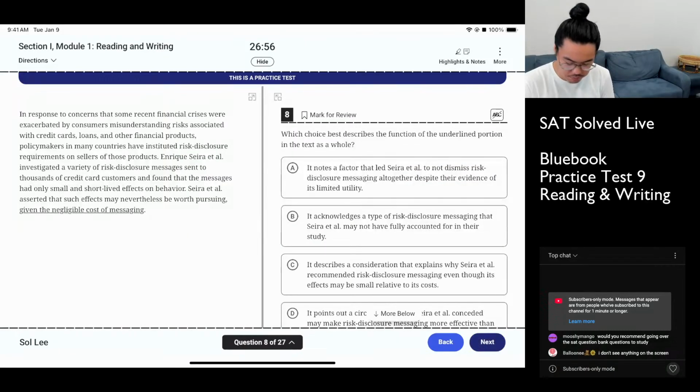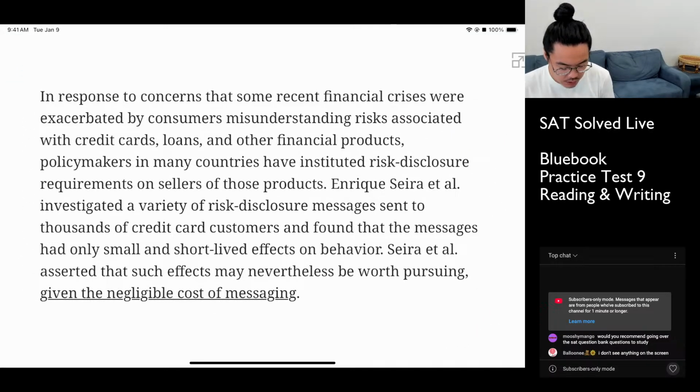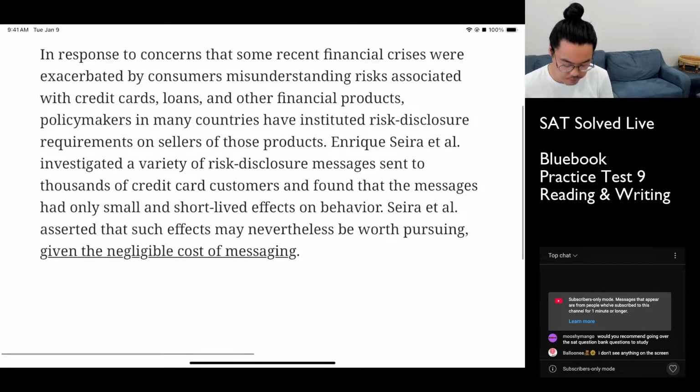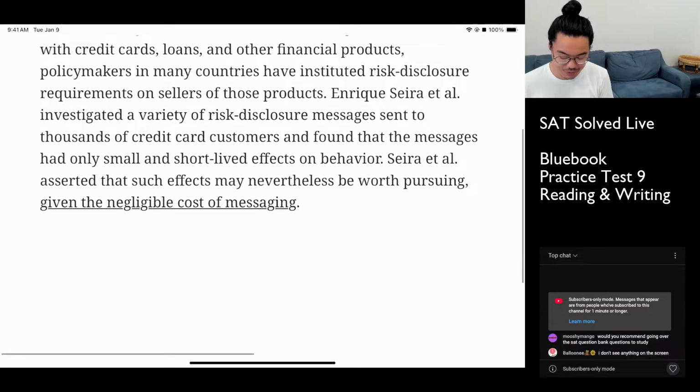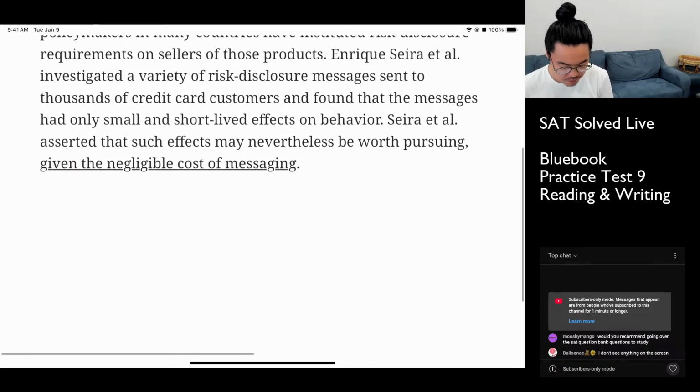Yep. That was my prediction, and that was actually the first time I ever saw that question. In response to concerns that some financial crises were exacerbated by misunderstanding of the risks with cards, loans, and other financial products, policymakers have instituted risk disclosure requirements. Okay, so like terms and services, but they only had a small and short-lived effect. Obviously, such effects, nevertheless, may be worth pursuing since it's so easy.